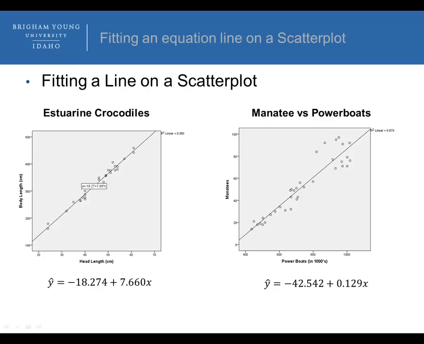But if you want more detail, there'll be an SPSS video or an Excel tutorial in terms of how to fit a regression line on a scatter plot. And that concludes the lesson 23 video dealing with simple linear regression.